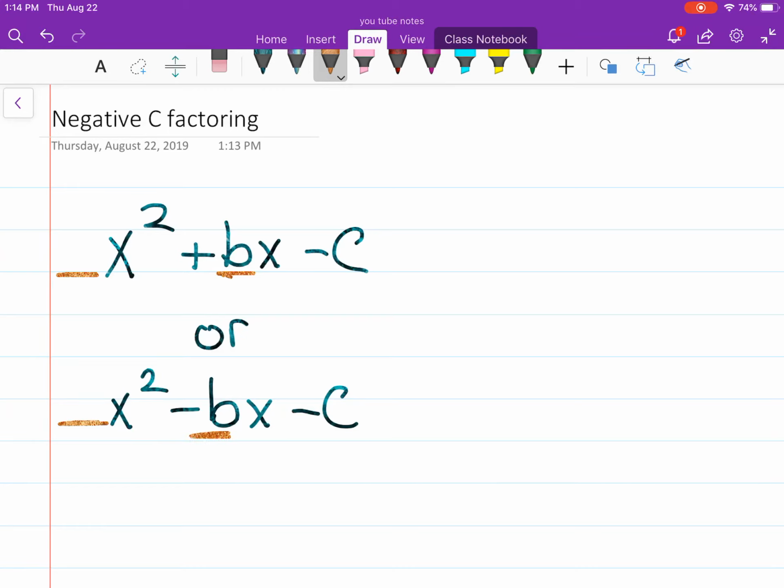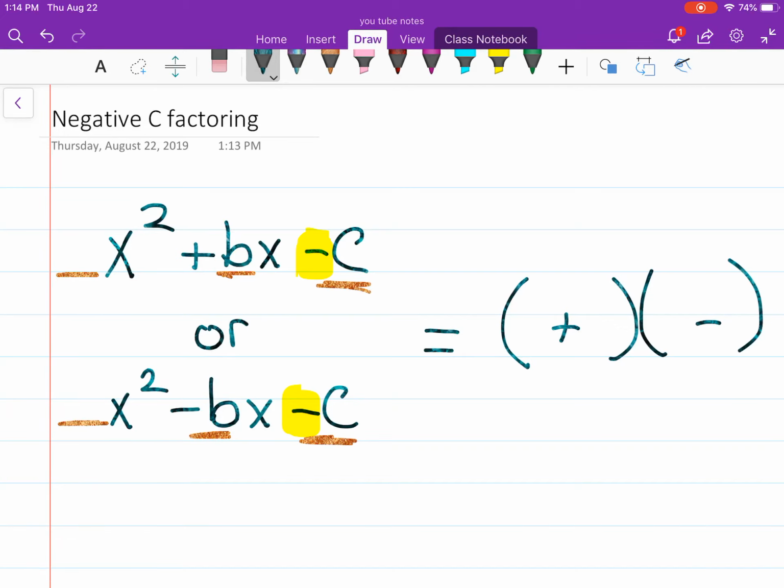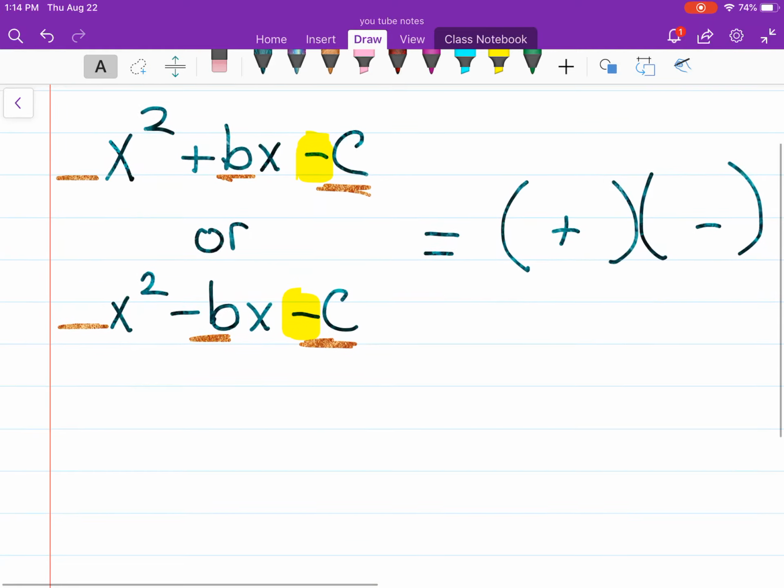B is a number, C will be a number. Okay, to template this answer, meaning all of your answers will look like this if there is a subtraction in front of that C. We call that negative C. All of your answers will have a plus and a minus in them. All right, so let's see this in action.